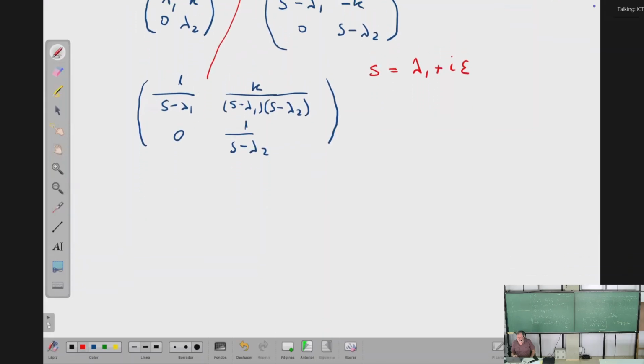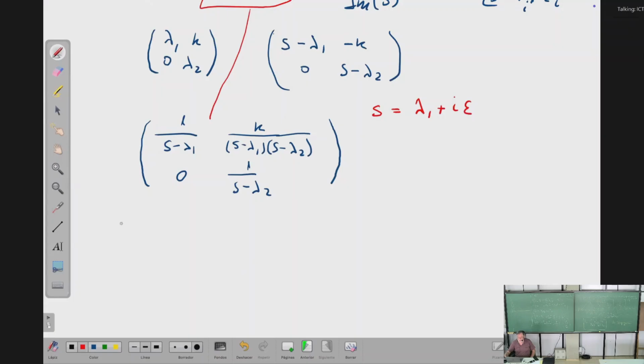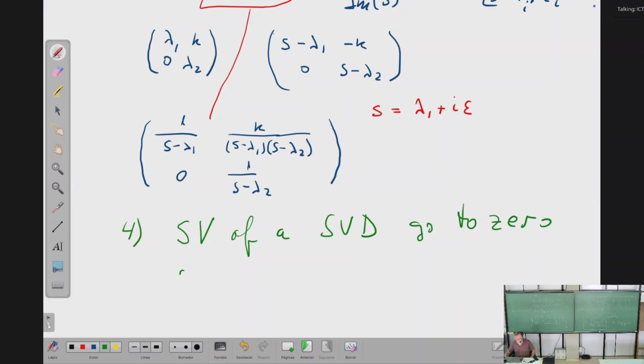And then there is another condition, which was done by a student of mine, Fernando Avalos, and these conditions, the first condition is that the singular values of a singular value decomposition go to 0 at most linearly.